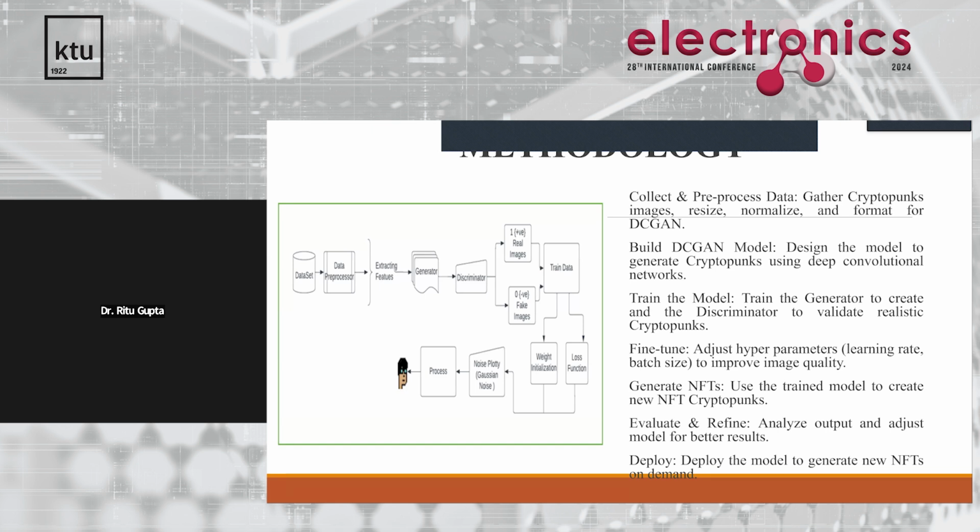Then we train our model. Using the pre-processed dataset, we train our model by feeding the created pictures to the generator network and the actual CryptoPunks photos to the discriminator network. The next step is to fine-tune the model to increase the quality of the produced pictures, which we do by modifying hyperparameters like learning rate, batch size, and the number of epochs. Next, we generate the NFTs using the trained model by sampling from the generator network.